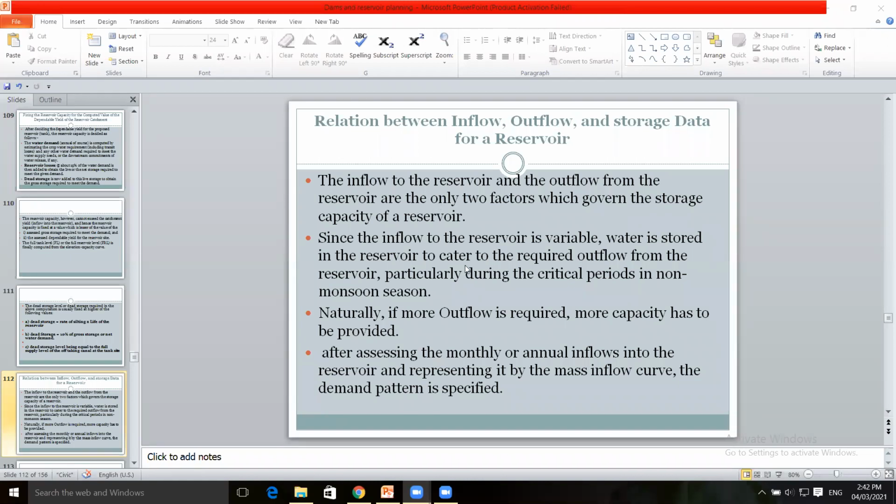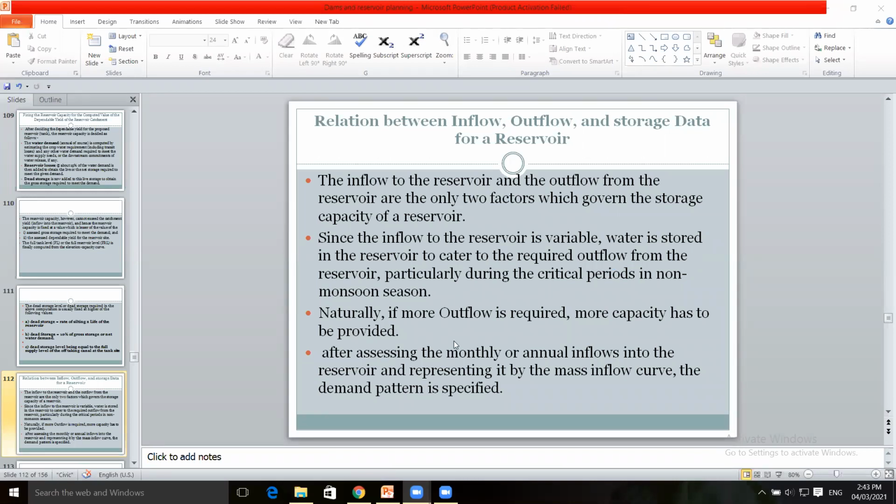जे आता आपण पाहिलं inflow and outflow or catchment yield and reservoir yield. The inflow in the reservoir is variable. So water is stored in the reservoir to cater to the required outflow from the reservoir during the critical period in the non-monsoon season.